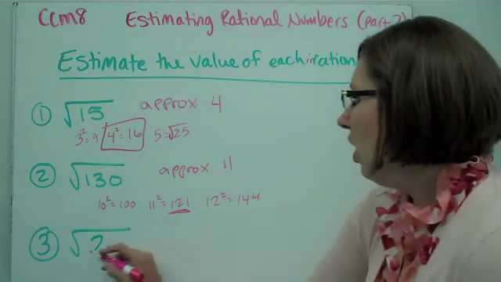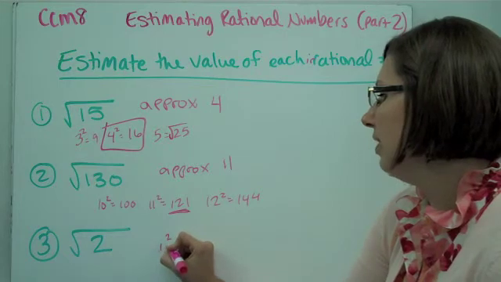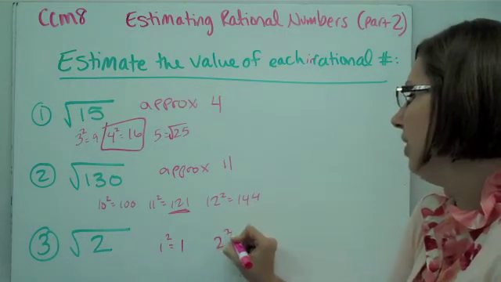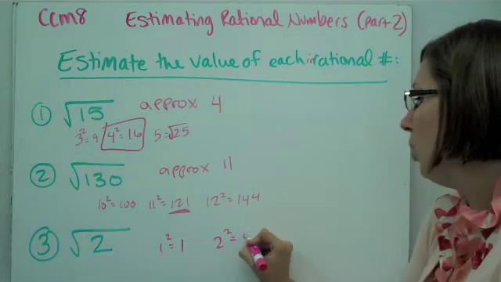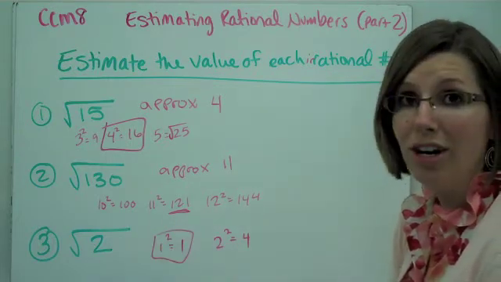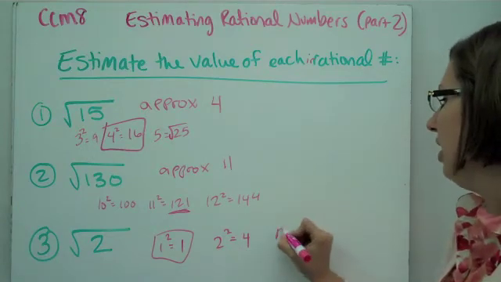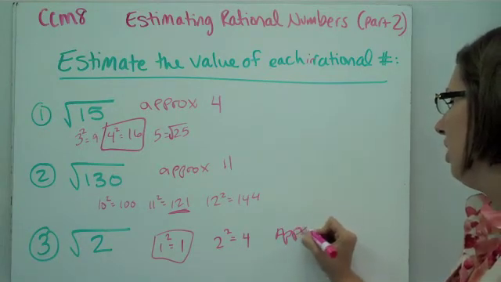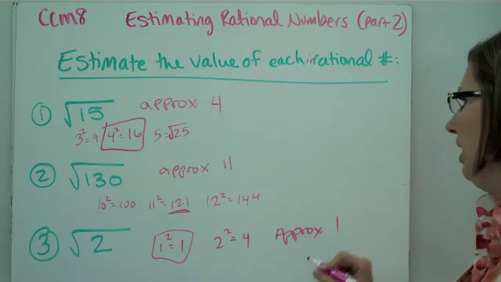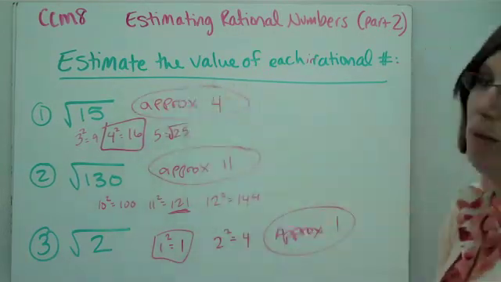And then if we look at the square root of 2, well, I know 1 squared is 1. 2 squared is 4. So the square root of 2 is closer to 1 than it is to 2. So approximately the number 1. So here are my answers for all 3 of these problems.